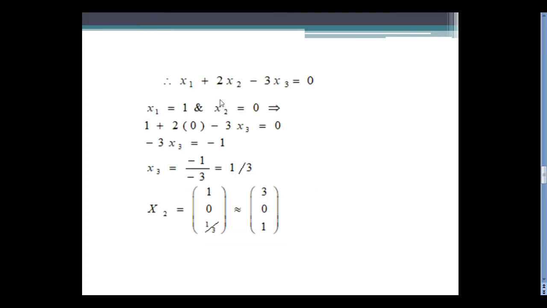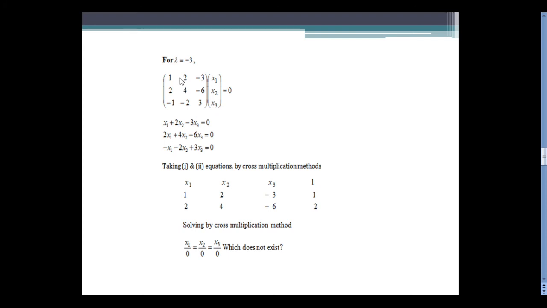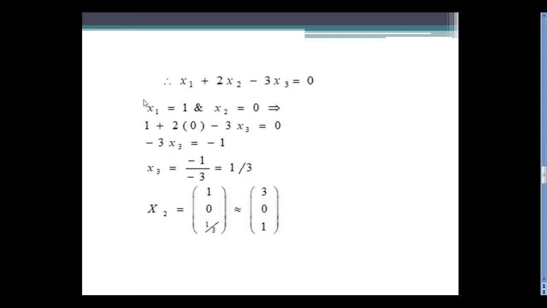Now take any one of the equations. Out of the 3 equations, I am taking the first equation. Now substitute, put x1 equal to 1 and x2 equal to 0. Substituting in this equation, take the constant term to the opposite side. We are getting x3 equal to minus 1 by minus 3, which is equal to 1 by 3. Now x1 value is 1, x2 value is 0 and the third value x3 is 1 by 3.